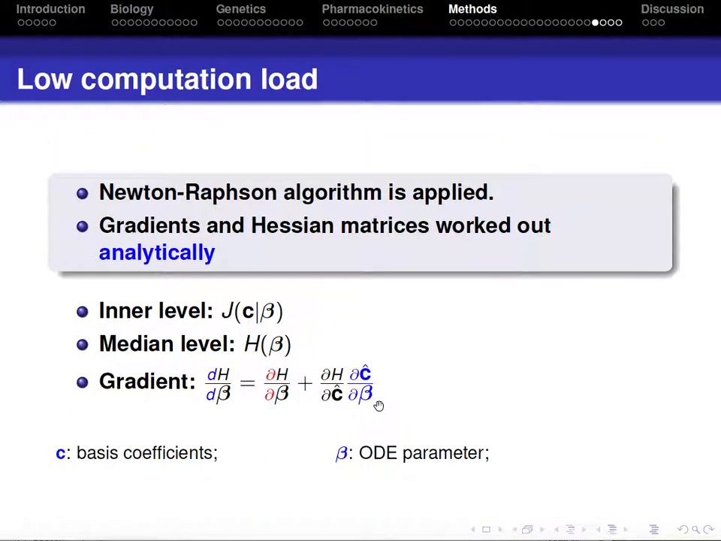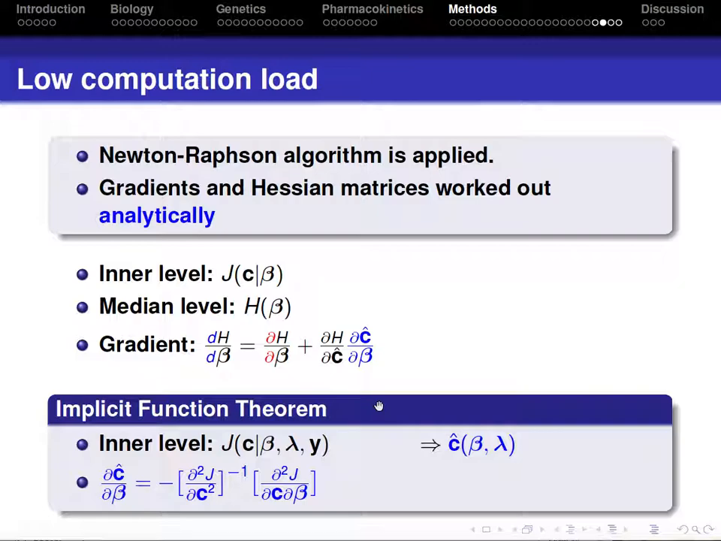Okay, the implicit formula. Yes, this is very good. So in calculus we have learned the implicit function theorem, right? In the implicit function theorem, you can derive that the derivative of C hat with respect to beta is equal to minus the inverse of the second derivative of J with respect to C, times the second derivative of J with respect to C and beta.